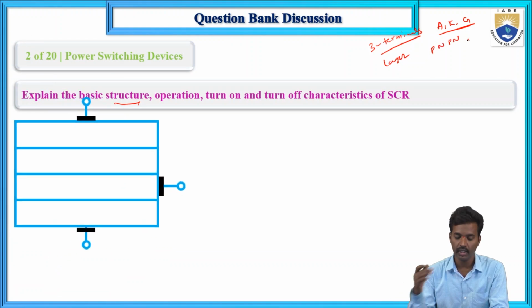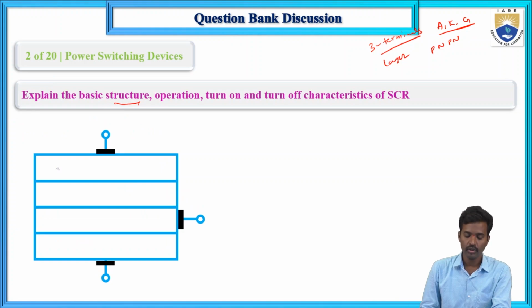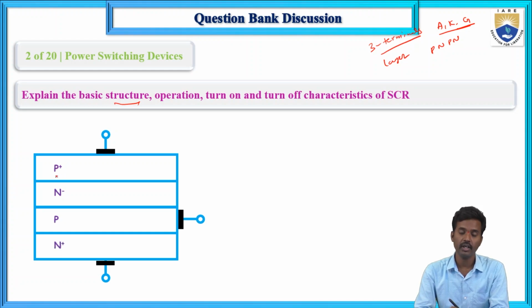If you see this diagram, here we have a P plus layer, N minus layer, P layer and N plus layer. Here plus indicates a heavily doped layer, minus indicates a lightly doped layer, and no sign indicates a moderately doped layer. So here, 4 layers.